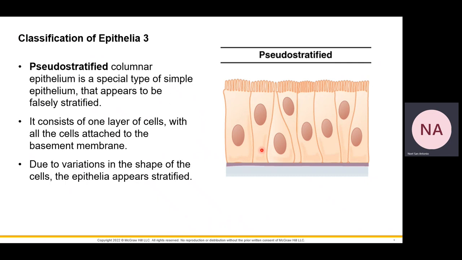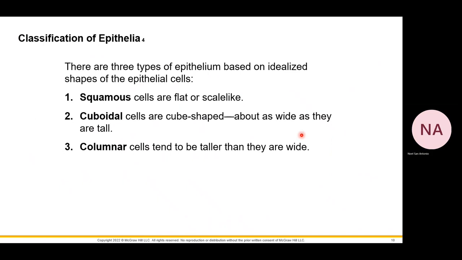But due to the variations of the shape of the cells, take a look at the variation of the shape of the cells, and the arrangement of the nucleus, wherein the nuclei are not found at the same levels, they are not aligned, they appear to be stratified. Hence, they are called pseudostratified or false stratified. Okay?